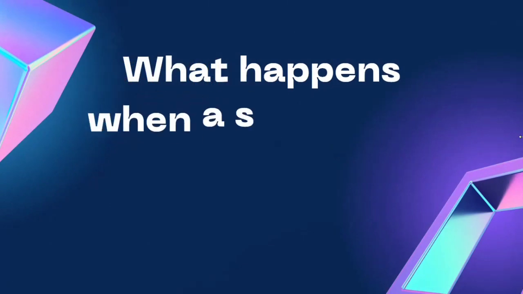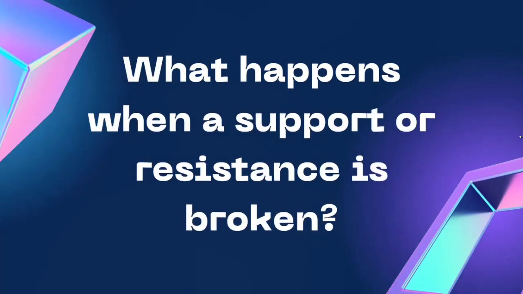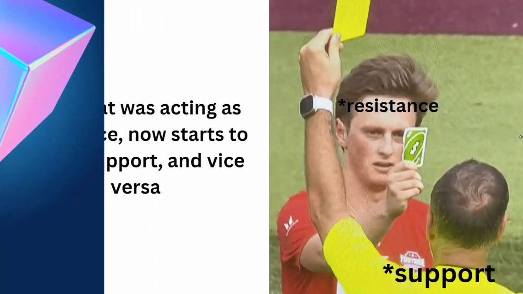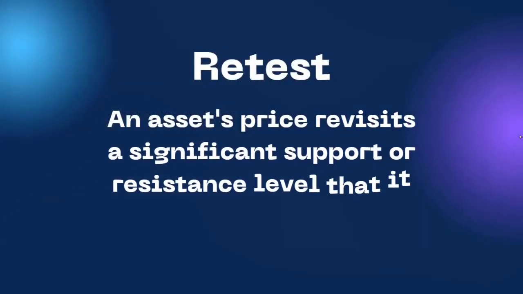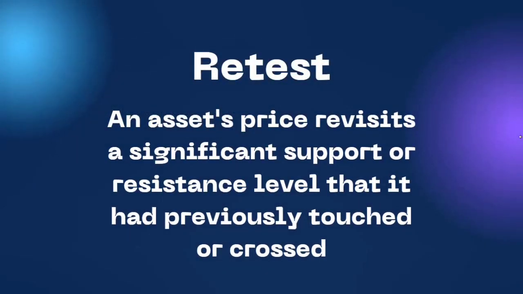You might be wondering what happens if a support or resistance is broken. Informally speaking, the area plays an Uno reverse card, which means that the area that was acting as resistance now starts to act as support and vice versa. But for that, a retest of that level is important. As the name suggests, retest means that the price revisits a significant support or resistance level that it had previously touched or crossed. Let me explain with the help of an example.